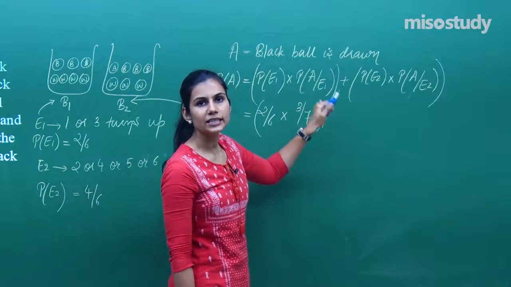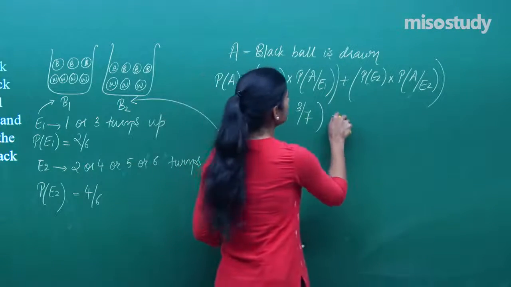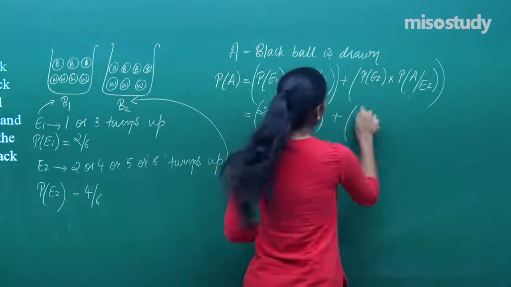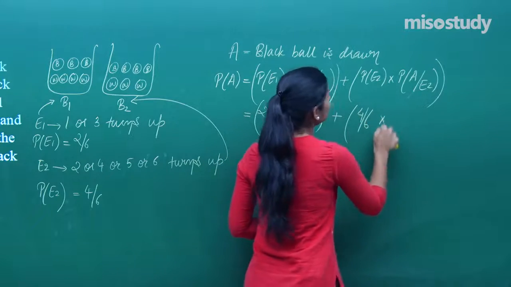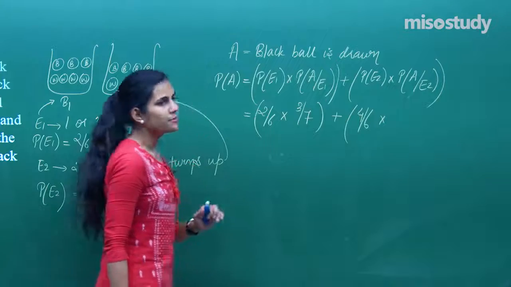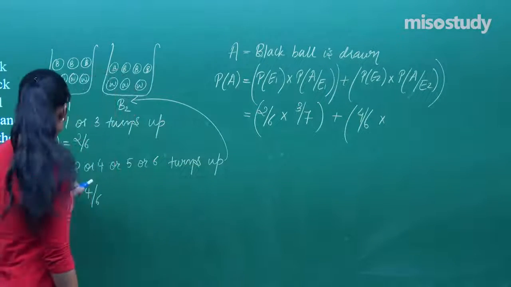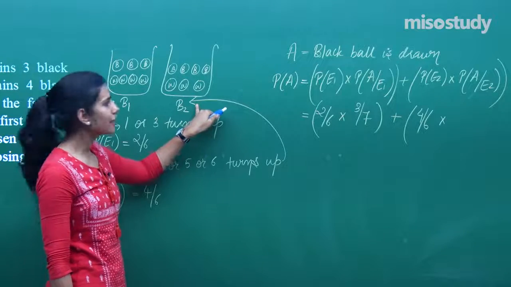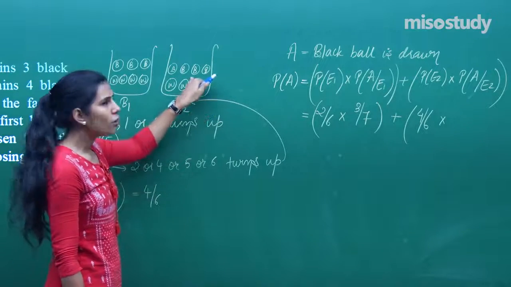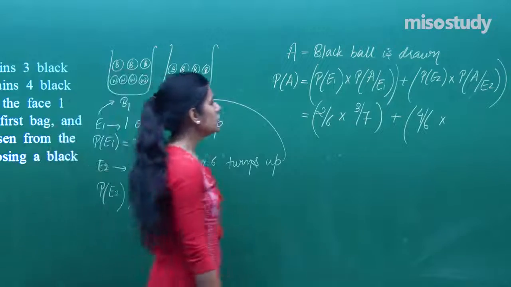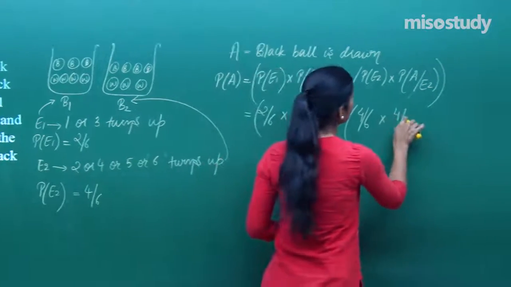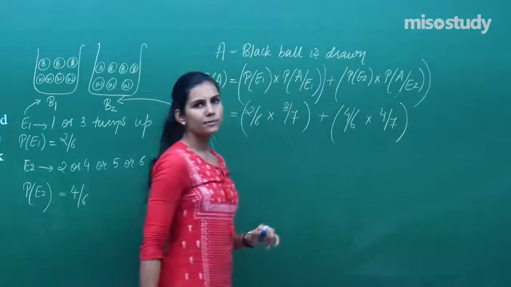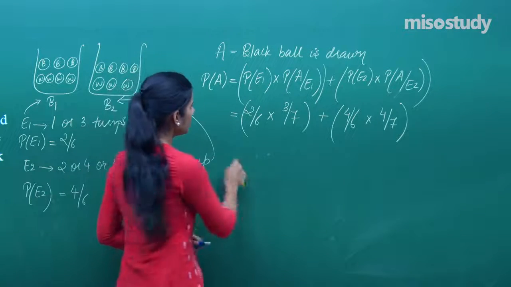Understood? 3 by 7 is the probability of drawing a black ball from bag 1, and bag 1 happens to be the source because E1 is occurring, plus probability of E2, which is 4 by 6, multiplied by probability of drawing a black ball when event E2 has occurred. When E2 occurs, then bag 2 is selected. So the question is, find the probability of drawing a black ball from bag 2. Black balls are 4 in number, total are 7. So 4 by 7 is the probability of drawing a black ball from bag 2. This gives you what?